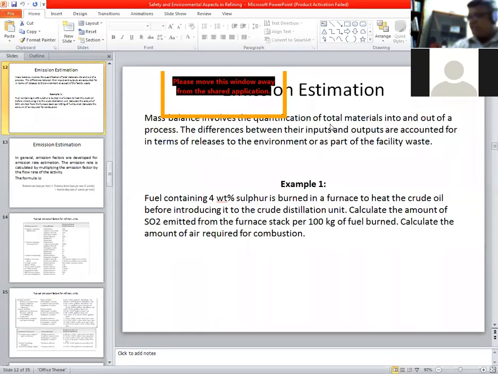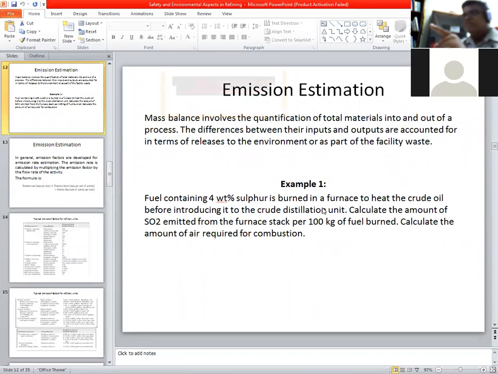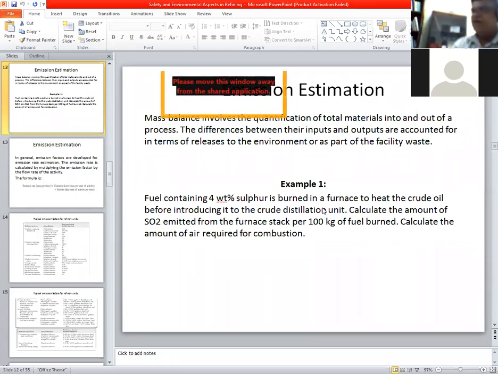So again, doing the revision from the beginning. First, based on the information given, the sulfur weight percent in the fuel, we found first the amount of sulfur. Then from the amount of sulfur, we calculate the amount of sulfur dioxide. That is the amount of sulfur divided by the molecular weight of sulfur times the sulfur dioxide molecular weight.